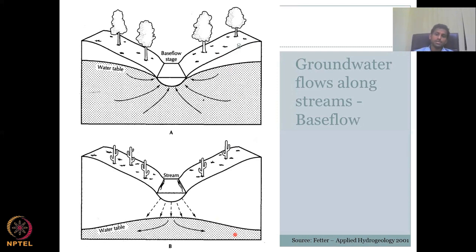So the driving message here is a stream can be a gaining stream if it gets water from the groundwater. A stream can be a losing stream when it gives water to the water table or groundwater. And it depends on where you are, what the geology is, how the porous system is. But most importantly, it is driven by your water potential. Is your stream at a higher potential compared to the groundwater? Then the water is being released.